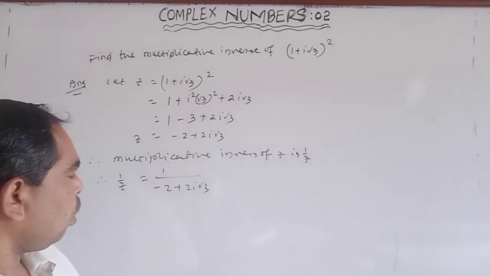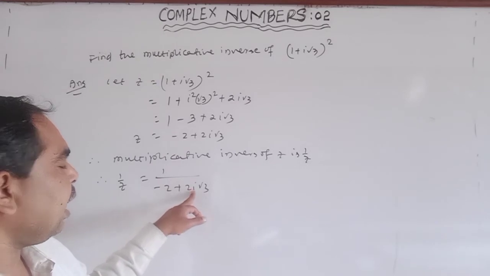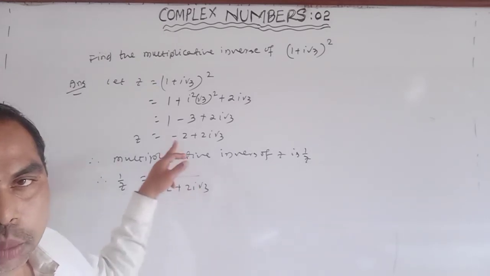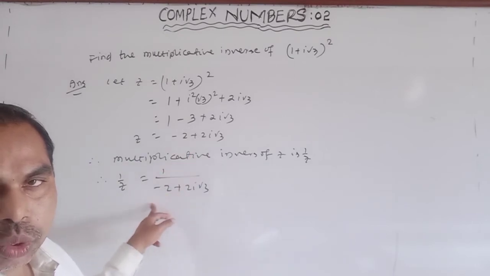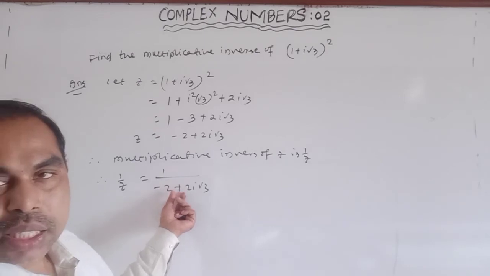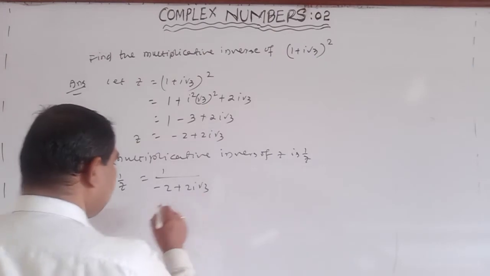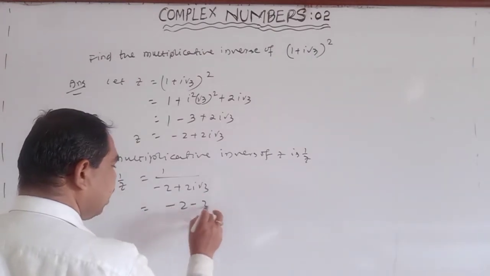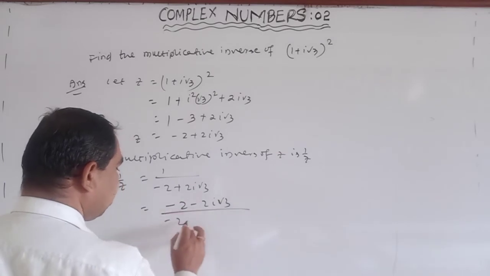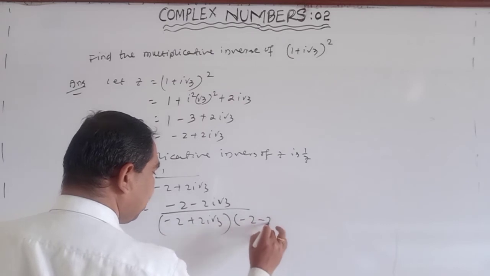So what is the coefficient of i? What is the sign of i? The sign of i is plus. So multiply both numerator and denominator by minus 2 minus 2i root 3, where the sign of the imaginary part is opposite. So it is equal to (minus 2 minus 2i root 3) divided by (minus 2 plus 2i root 3) into (minus 2 minus 2i root 3).